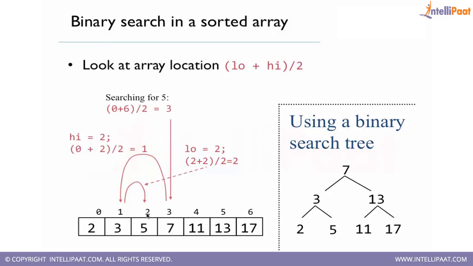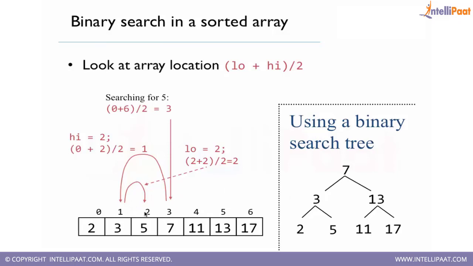So now we are left with this sub array, this small array. To find a root in this sub array, we again follow the same method, low plus high by 2. Here low will be 0, high will be 2. 0 plus 2 by 2 is equal to 1. So the value at position 1, which is 3, will become the left child of the root node.